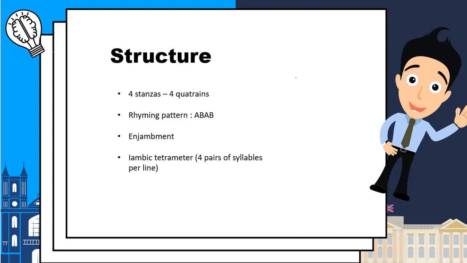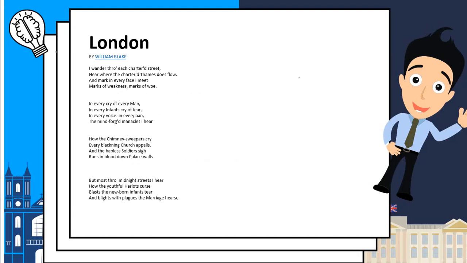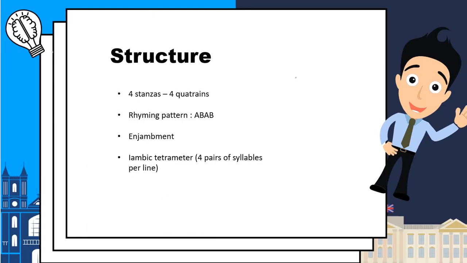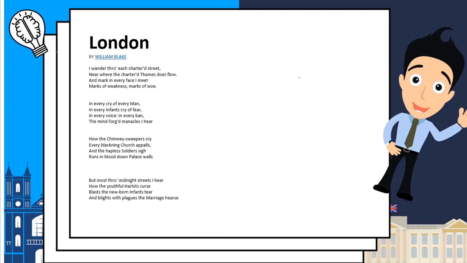So de-dum, de-dum, de-dum, de-dum. 4 pairs of syllables. So if we just look at that as an example, let's pick a line. In every cry of every man. There's 8 syllables, 4 sets of 2 in every line. So it's a very well organized poem. Now what does that tell us about London? Why is it so well organized?